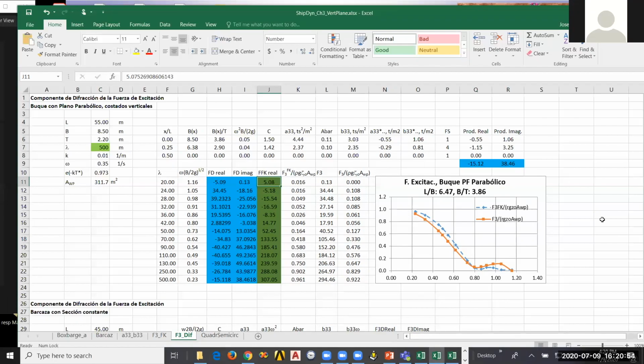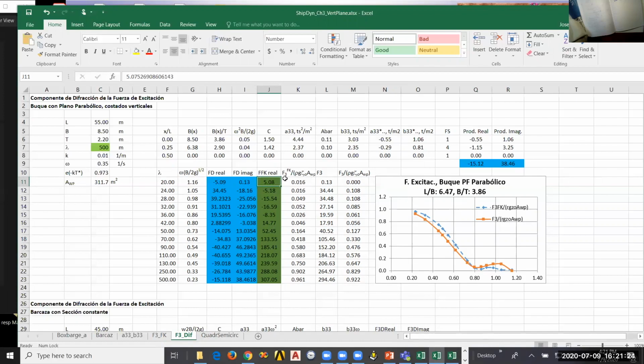We're not there yet, but that's the process. You are right here. You have these values, then those values. And of course, those values are calculated to calculate the added mass and the damping coefficient. But little A33 and little B33 are going to be here to calculate the diffraction component. And that's what you have to do.